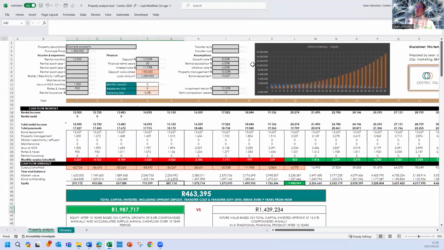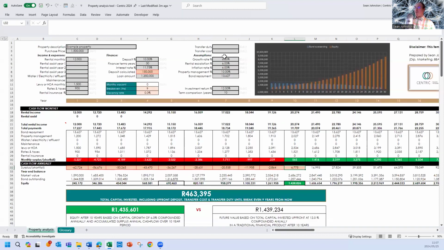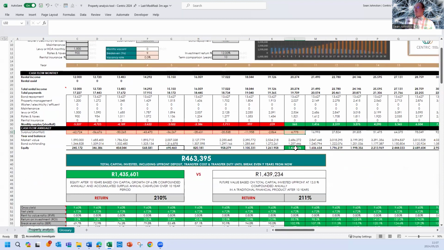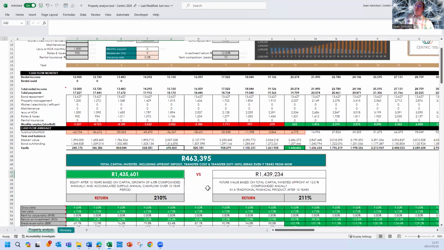Now, the only issue is, of course, that we are working on an 8% market, where we're saying equity is market value minus outstanding bond. So let's say the property only got you a 6% growth rate. Now we can see comparatively 1.435 million. The cash flow is the same because the rental escalation was identical and everything else. However, we're saying the market value is inflation. We're looking at 1,435,601 versus 1,439,234. So it's 210% versus 211.